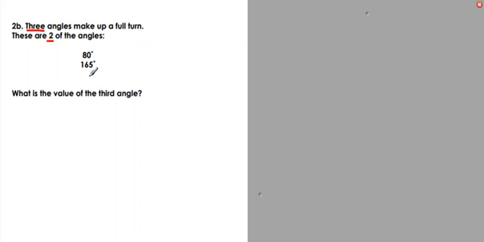Okay, so you need 3 angles to make up a full turn. So remember, a full turn is 360 degrees. So what you need to do is find that missing angle. Pause the video now and have a go at that.